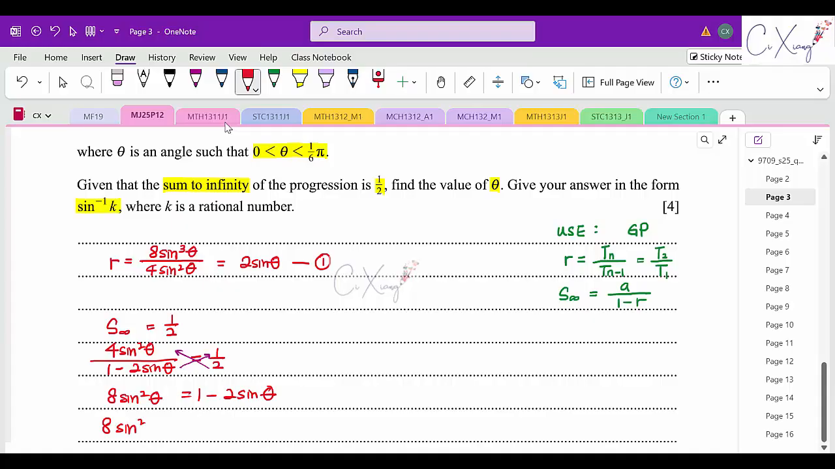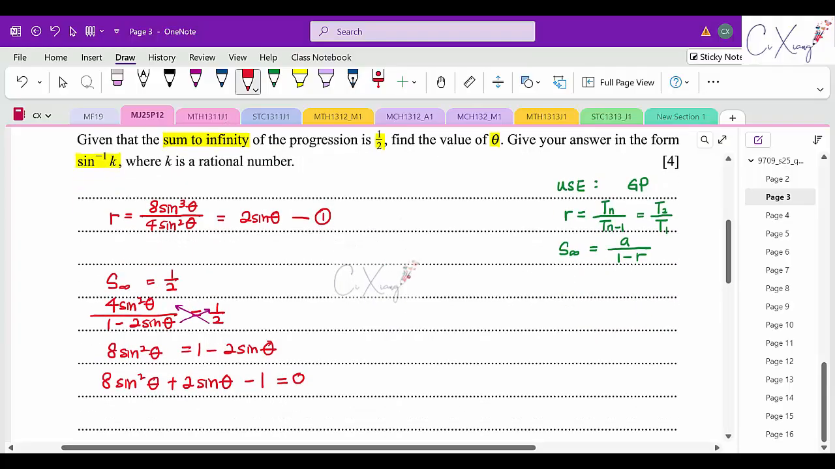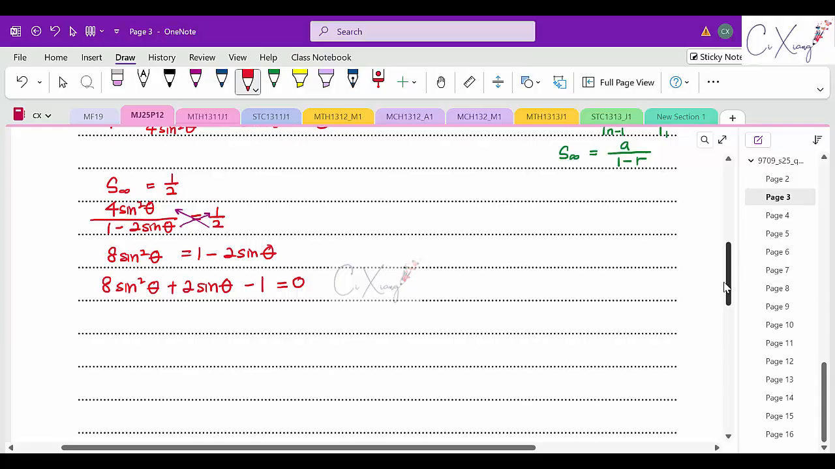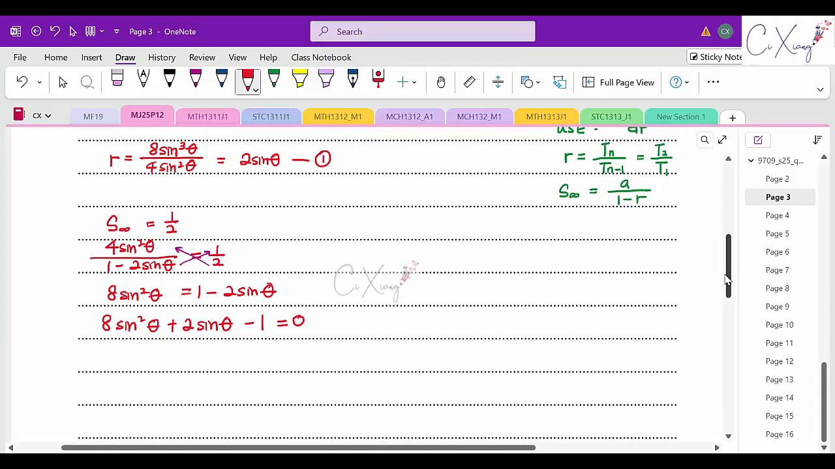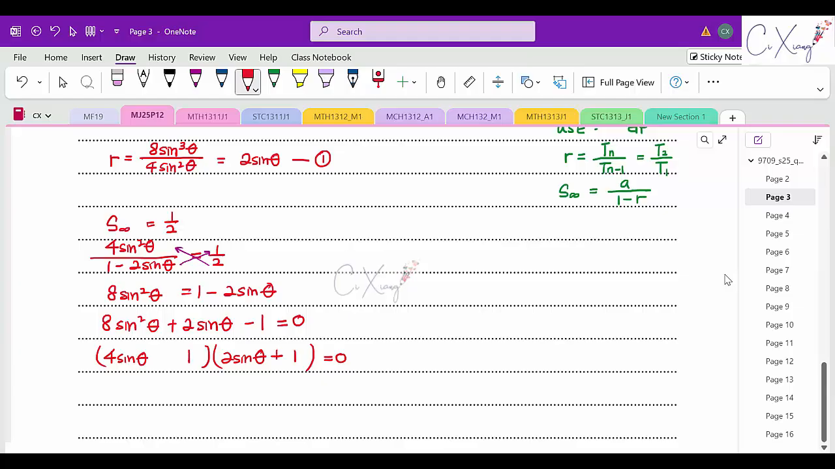Group everything to one side. This is what I get. And let's continue and solve for the sine theta. How can we solve for the sine theta? We are having a quadratic equation, right, in terms of sine theta. Then let's solve it. We will be having 4 sine theta. Then this is 2 sine theta. Then 1 and 1. So I want to have positive 2. So positive 4, then minus 2.